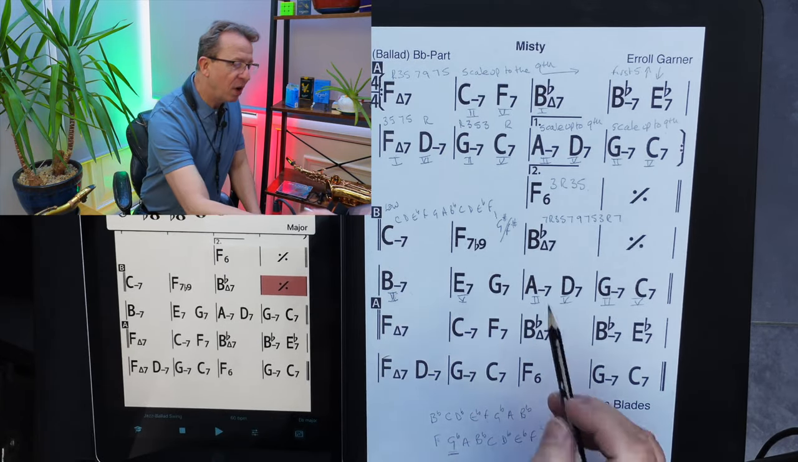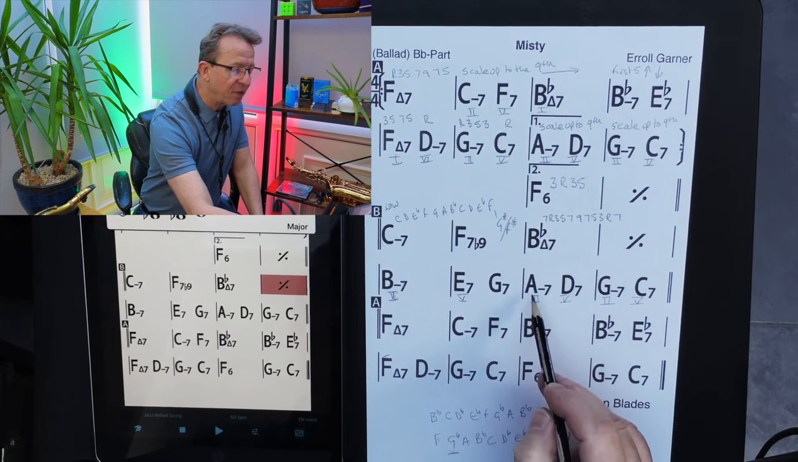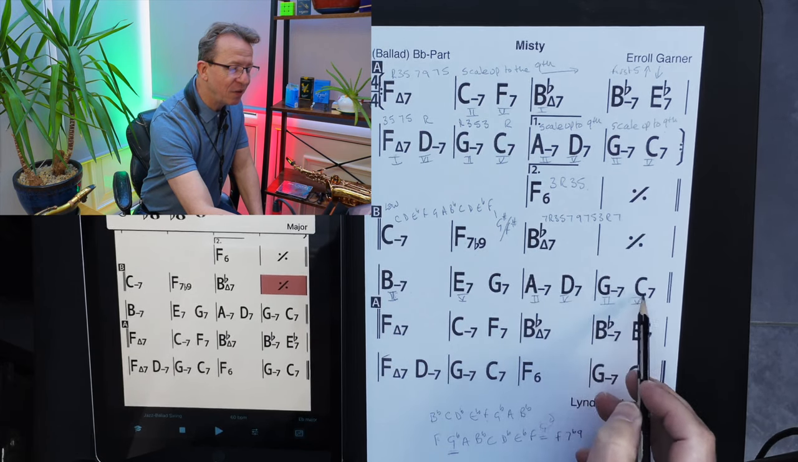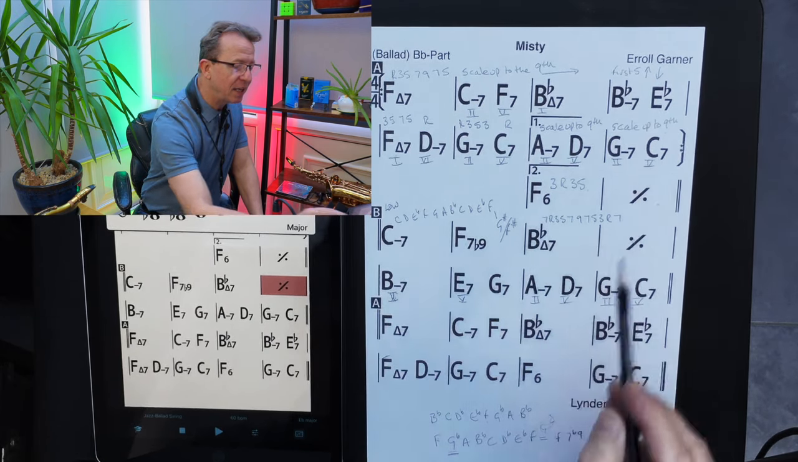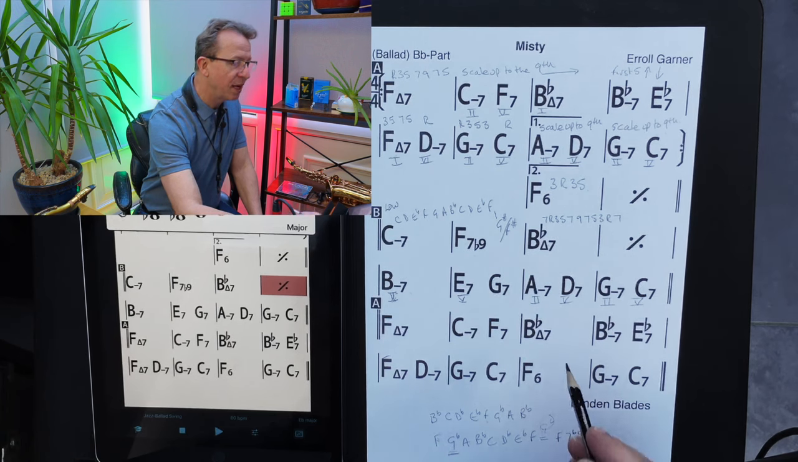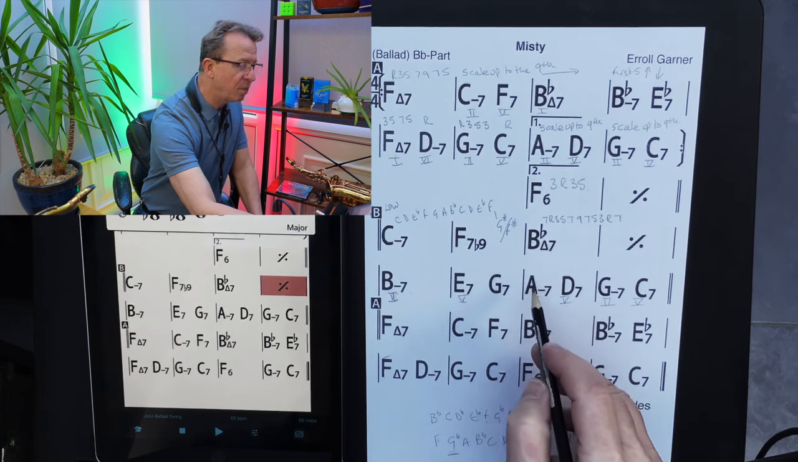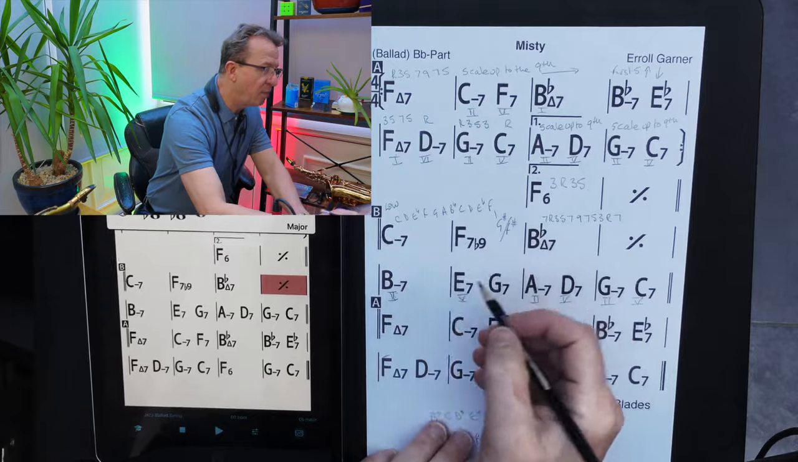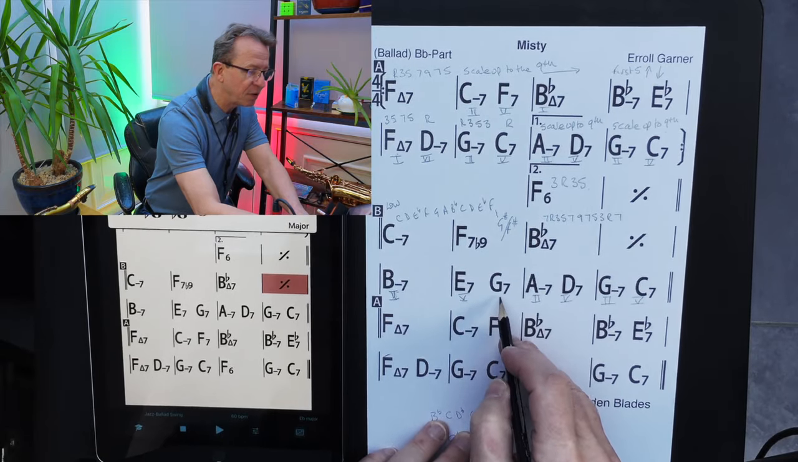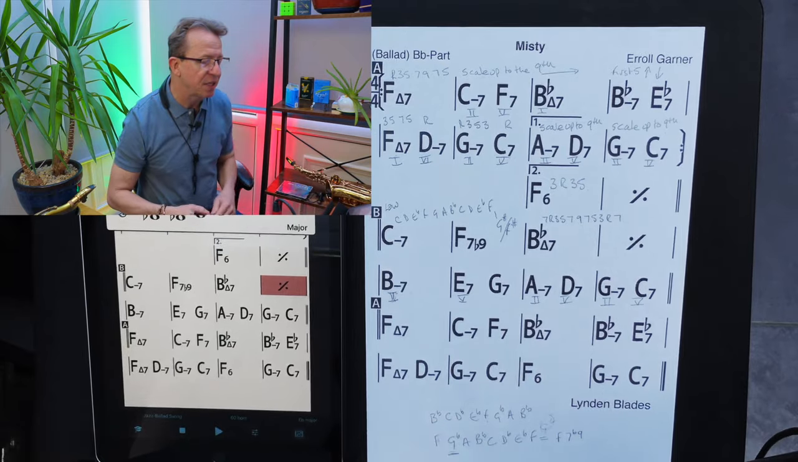Okay, so yeah, this is definitely a 2-5 in the key of G, and this is a 2-5 in the key of F, exactly the same as what we saw up there. So what I'm going to do is, let's address this G7. How does that fit into the picture?